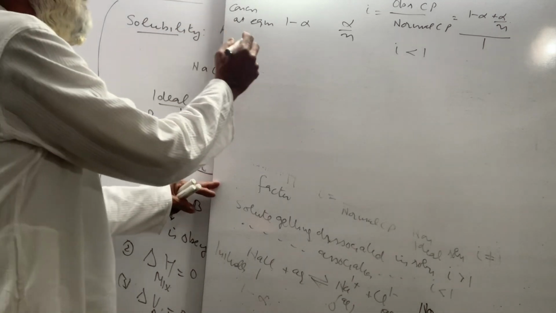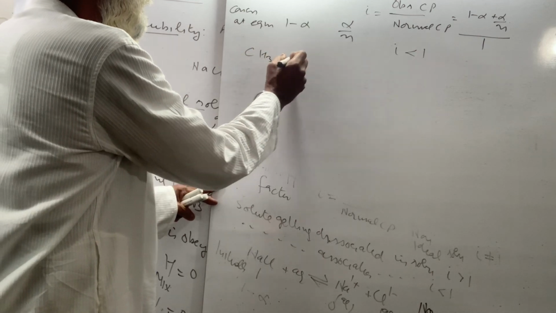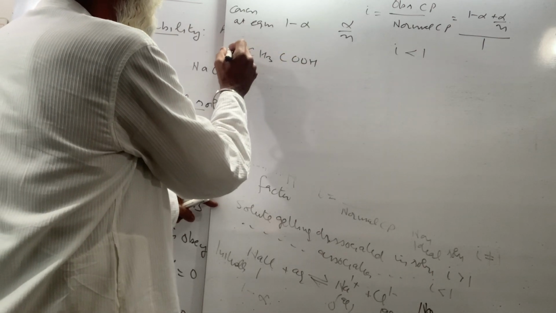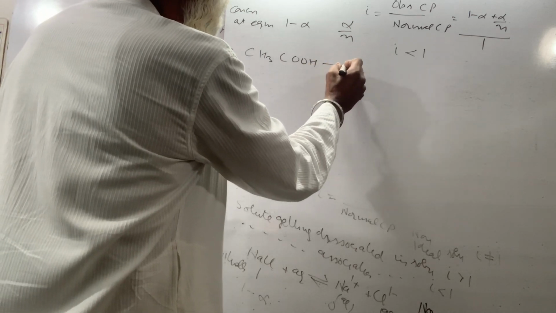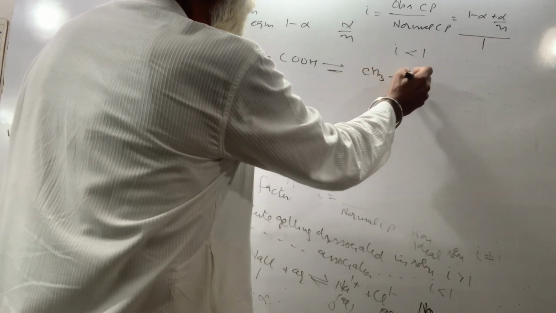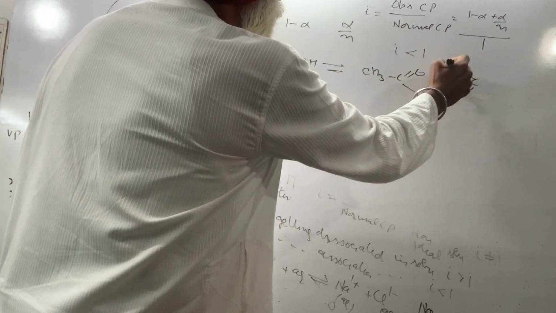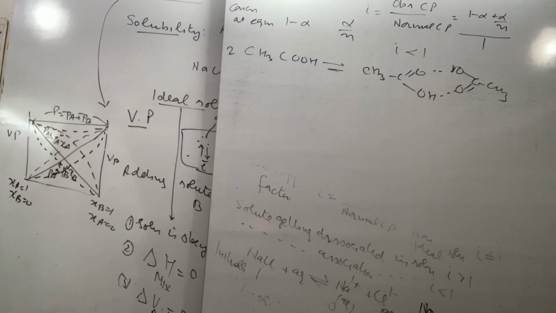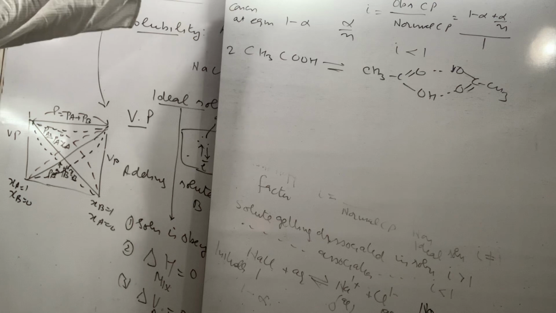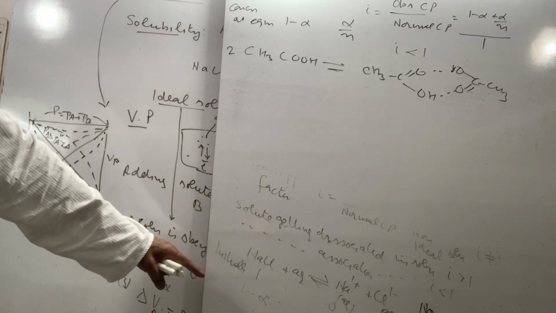For example, if n is 2, here a dimer is formed. So n is the extent of polymerization, alpha is the degree of association, and i is known as the Van't Hoff factor. So this is the case of association, and this is the case of dissociation.